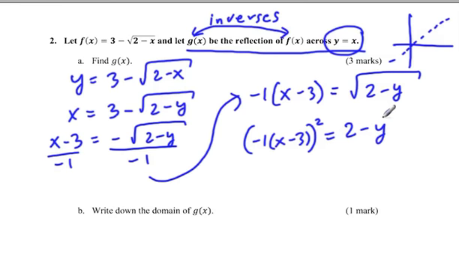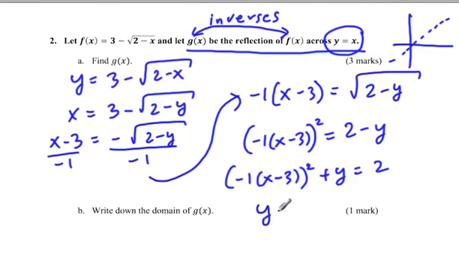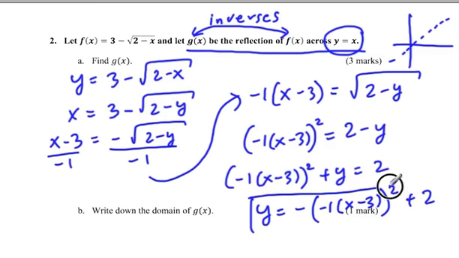Now I want to solve for y, so I'm going to add y to both sides. So this becomes negative 1 times (x minus 3), squared, plus y is equal to 2. And now if I want to solve for y, I have to subtract this side. So y is equal to negative 1 times (x minus 3), squared, plus 2. So this is the inverse function right here. Let me just double check that to make sure. Okay, so that's the inverse function right there.